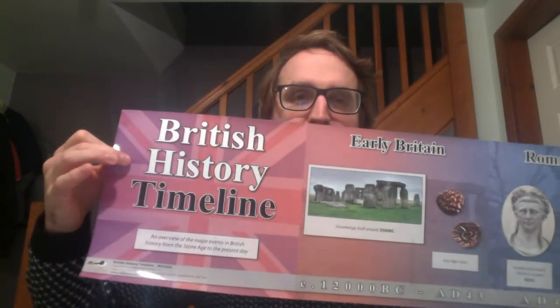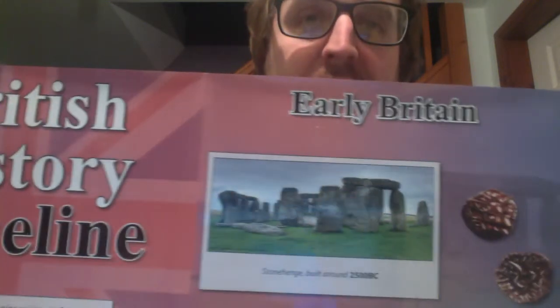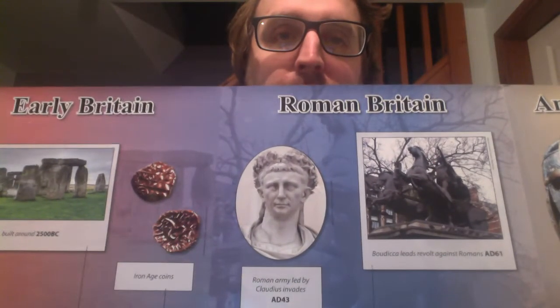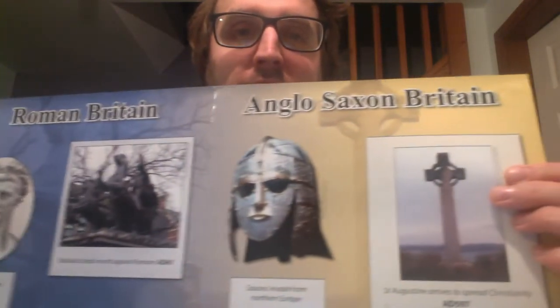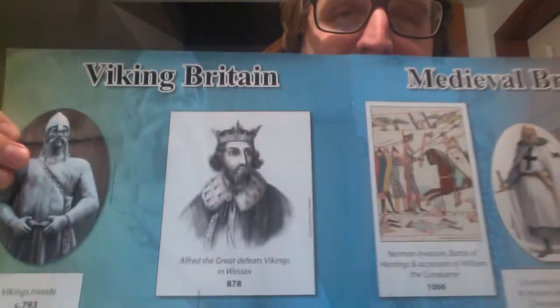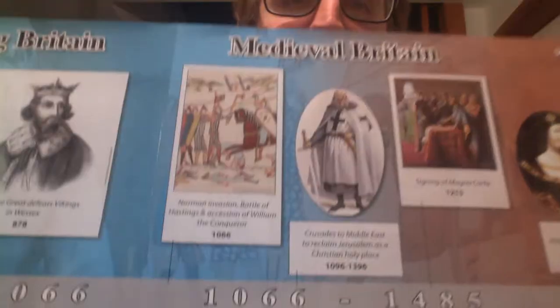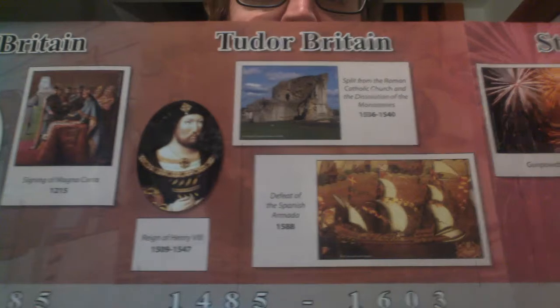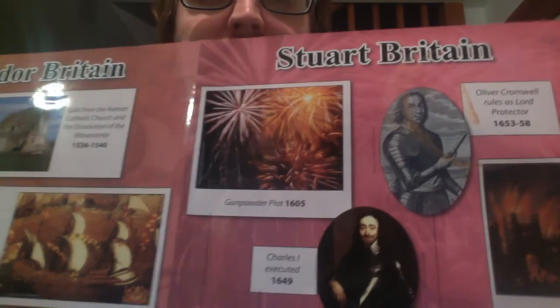So we've got a British history timeline. We're going to start in early Britain today, but we're going to move to Roman Britain, and then we're going to go to Anglo-Saxon Britain. Then I've got the next part of our timeline. So we're going to go to Viking Britain, to medieval Britain, maybe look at some churches, and to Tudor Britain, Stuart Britain, and then we're going to go.